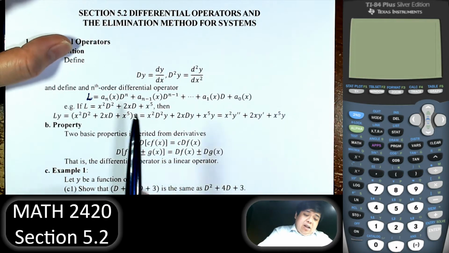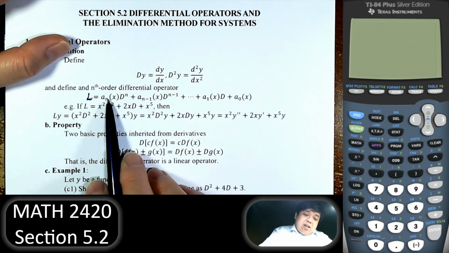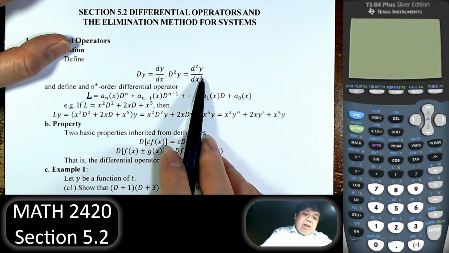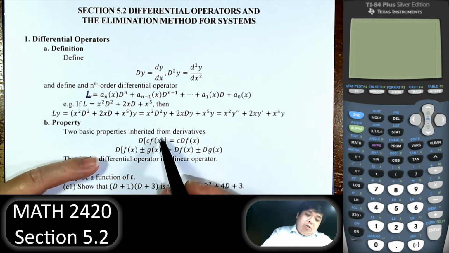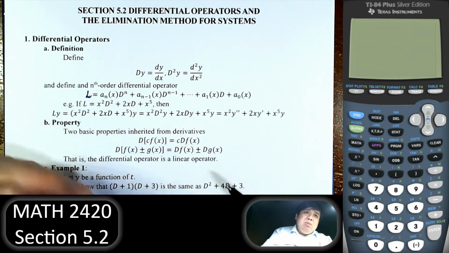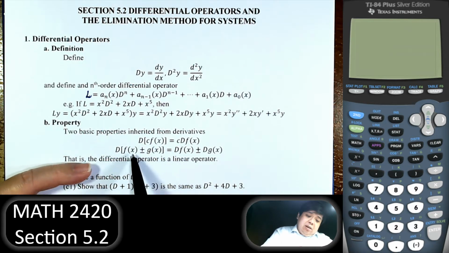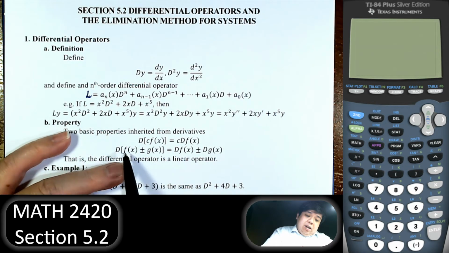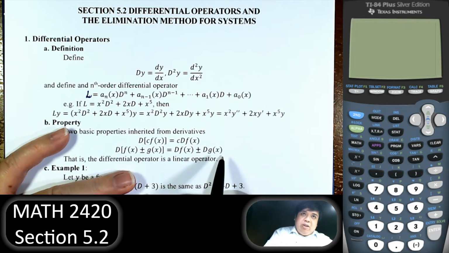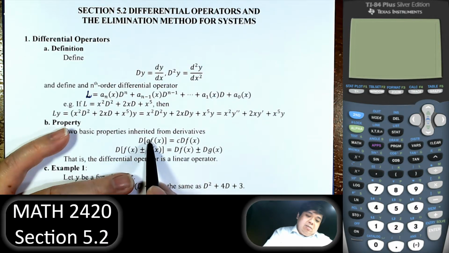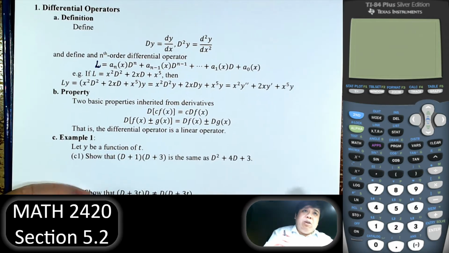And since this is just a sum and D is the derivative, the properties are inherited from the derivative. The linearity: the derivative of a sum is the sum of the derivatives, and constant multipliers can move outside. That's just the properties of the derivative.